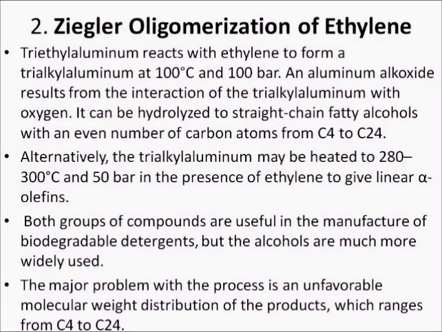Ziegler oligomerization of ethylene involves conversion of triethyl aluminium to trialkyl aluminium at 100 degrees centigrade and 100 bar pressure, where trialkyl further reacts with oxygen to give alkoxide. This alkoxide can be hydrolyzed to obtain straight-chain alcohols. Under separate process conditions of 280 to 300 degrees centigrade temperature and 50 bar pressure, trialkyl aluminium can be converted to alpha olefins. A broad distribution of molecular weights is a major drawback.